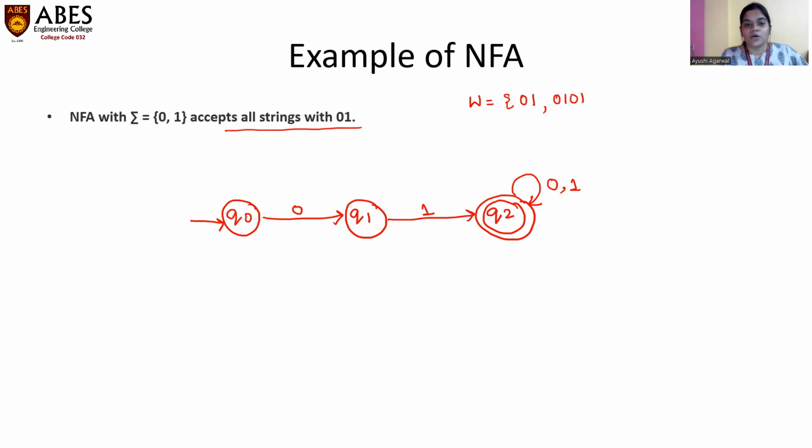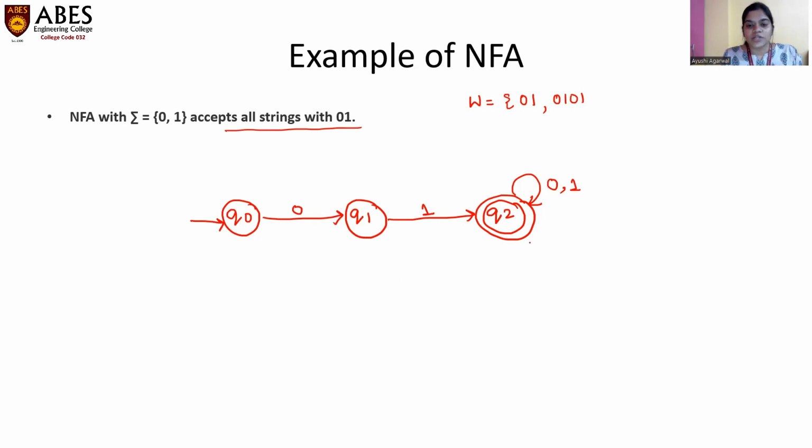Now see, by reading 0, 1, it is accepted. By reading 0, 1, 0, 1, it is again accepted. Now any combination of zeros and ones, all strings, are now being accepted with this NFA. So that's the NFA for this particular question, NFA with epsilon 0, 1 that accepts the strings 0, 1.